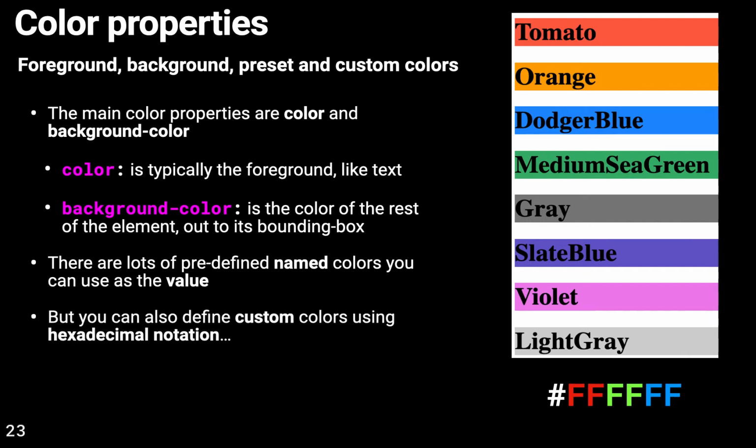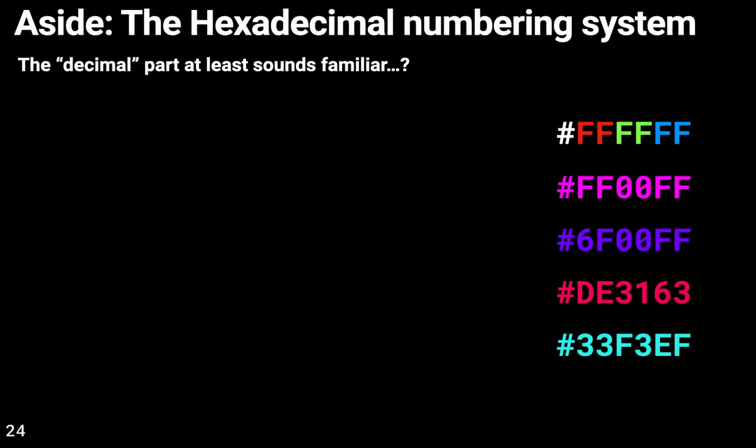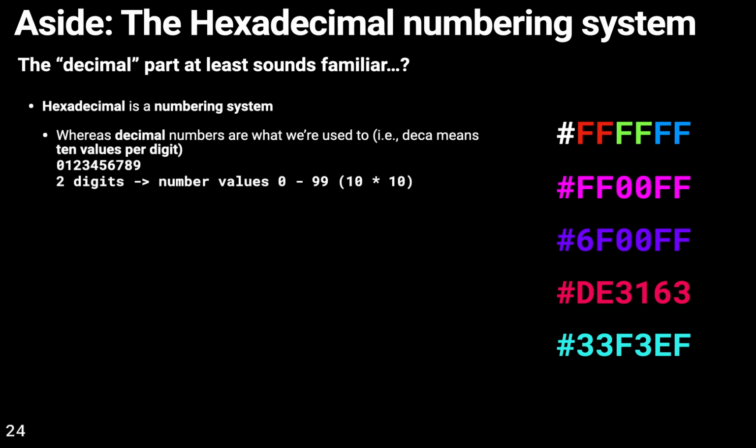But you can also do custom coloring, which I think is far more powerful and far more useful in general. But it means you have to get comfortable with hexadecimal notation. So let's jump into what the heck that is. Hexadecimal numbering system. So the decimal part should sound kind of familiar. That's our normal numbering system. Hexadecimal is a numbering system whereas decimal numbers are what we're used to.